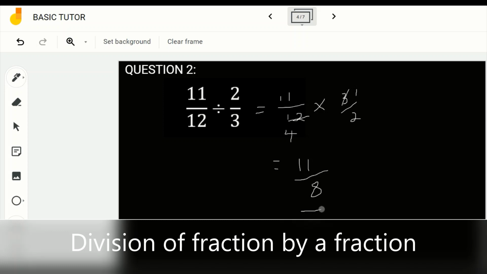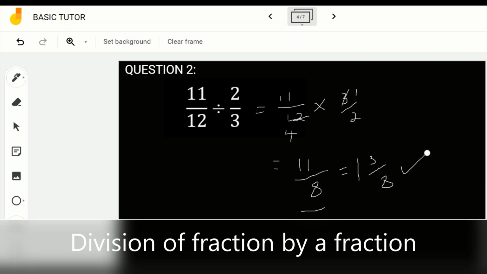Alright, this is our answer, but this is an improper fraction. When you have the numerator larger than the denominator, it is an improper fraction, and we are not allowed to leave our answer as an improper fraction. So we convert to a mixed number. So how do I convert to a mixed number? 8 into 11 is just 1. So we have 1, 8 in 11, remainder 3. So remainder 3 over 8. So this is our final answer.